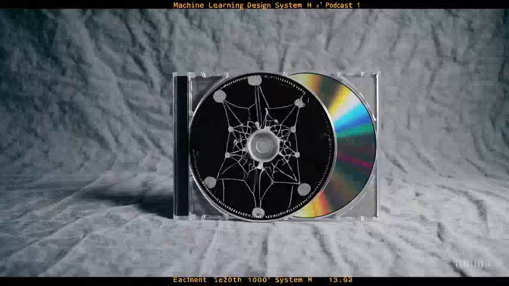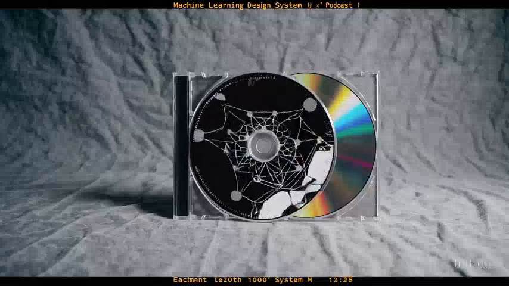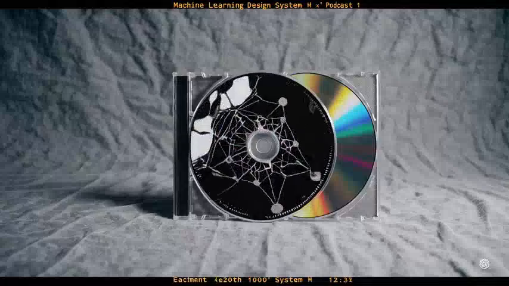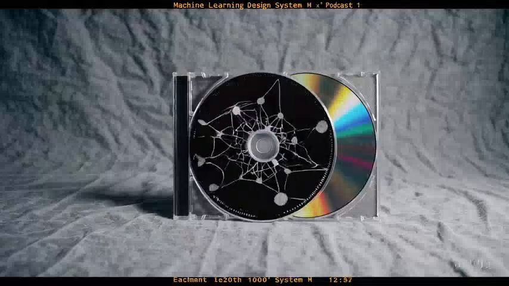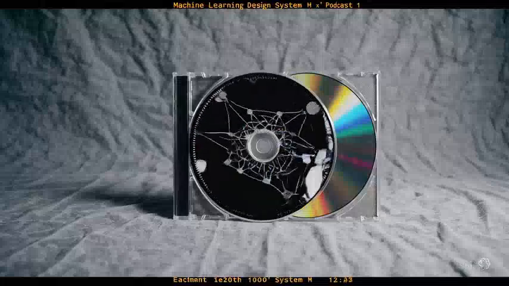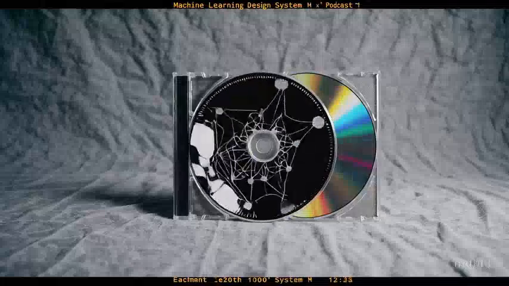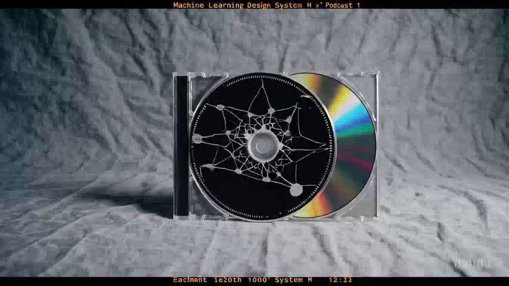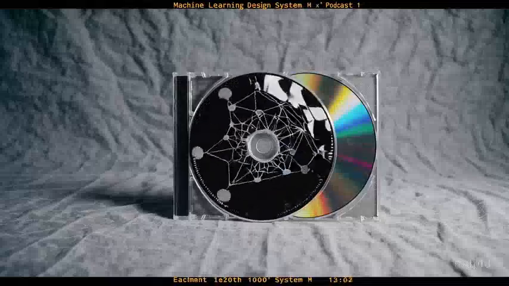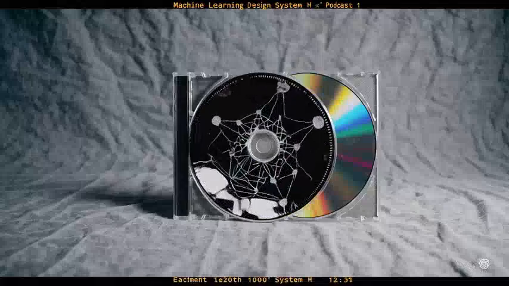Exactly. And duplicates. Duplicate entries can really mess things up. How so? Well, the model might give too much weight to the duplicated data. It'll think it's more important than it really is. Oh, right. Makes sense. So, just deleting the duplicates? Well, sometimes it's not that simple. What if the duplicates are actually slightly different? Then you might have to merge them. Merge them? Yeah, combine the information from both entries. It can get complicated.